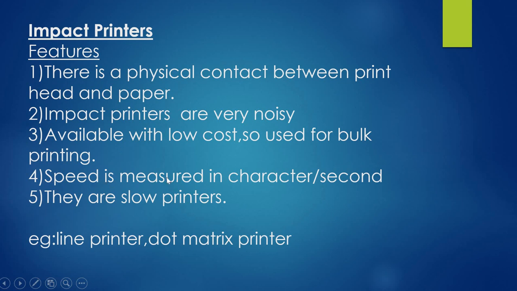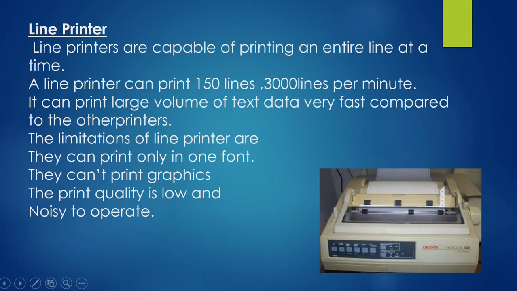Then speed is measured in characters per second. Then they are slow printers. Impact printers are slow compared to non-impact printers. Example, line printer and dot matrix printer. Then line printer. What is line printer?